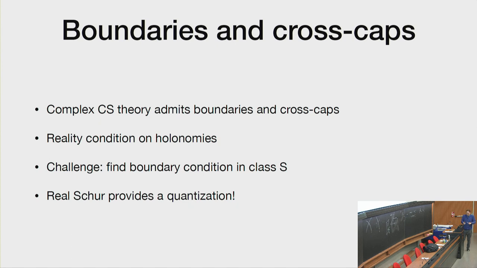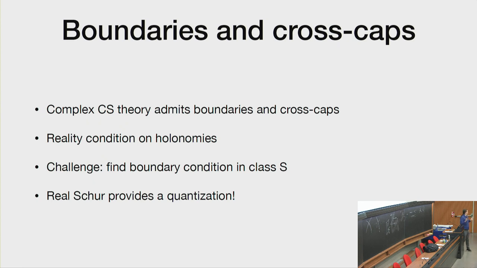You can think about a surface with boundaries or cross caps as a quotient of a doubled up thing. You can write down the Skein algebra on the doubled up surface and then impose a reality condition to find the lines on your surface with boundaries. And so the main challenge is to find a boundary condition in the class S theory which will correspond to a surface with boundaries or cross caps.